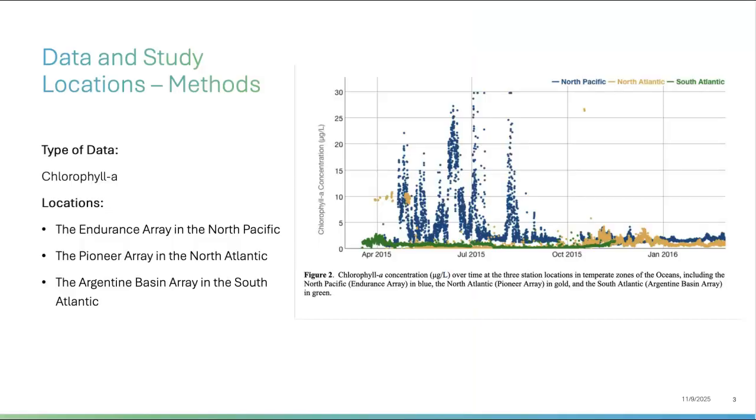To explore this further, I used chlorophyll A data. Chlorophyll A is a green pigment in phytoplankton, and measuring it tells us how much plankton is in the water. I looked at surface chlorophyll A levels collected from April 2015 to January 2016 at 3 different locations. One of the locations is the Endurance Array, which is in the North Pacific, the Pioneer Array in the North Atlantic, and the Argentine Basin Array in the South Atlantic. Each site represents a different type of ocean. The North Pacific is coastal, the North Atlantic is mid-ocean, and the South Atlantic is open ocean, so they naturally have different conditions.